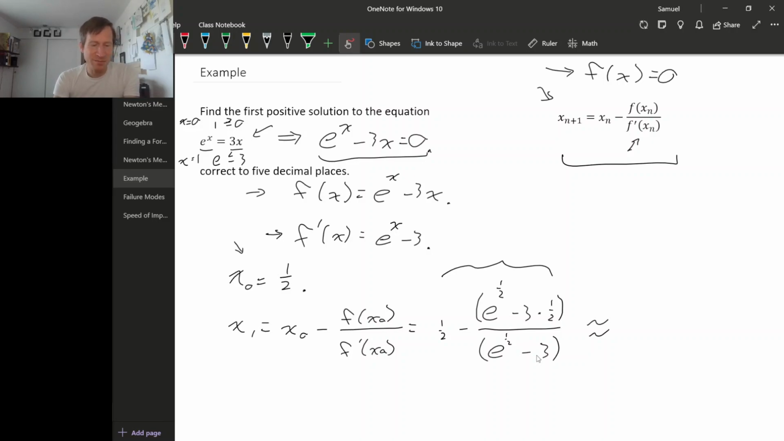Okay, so with all that said, I'm just going to punch it into a calculator. 0.5 minus, and then parentheses, e to the 0.5 minus 3/2, that's 1.5.